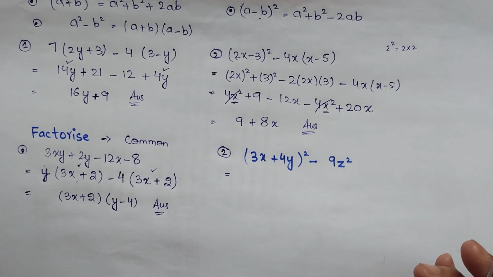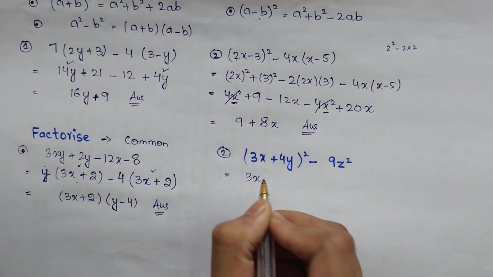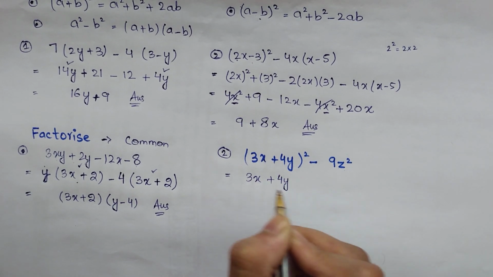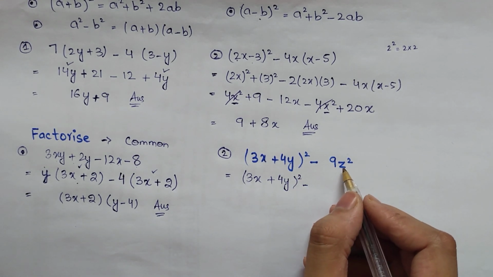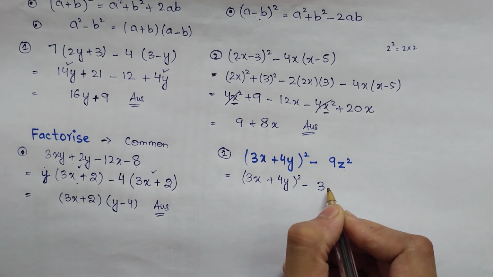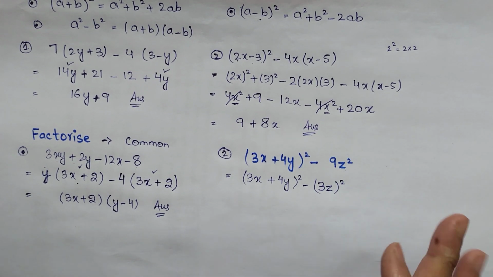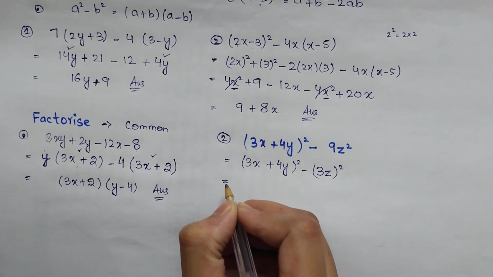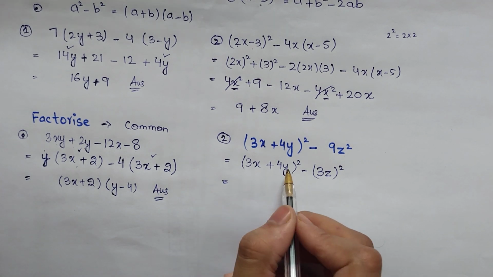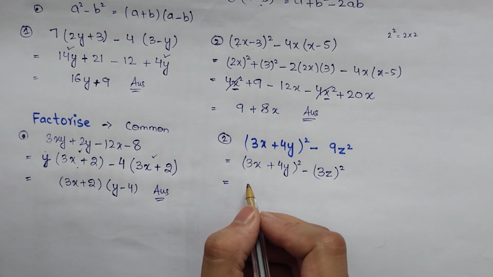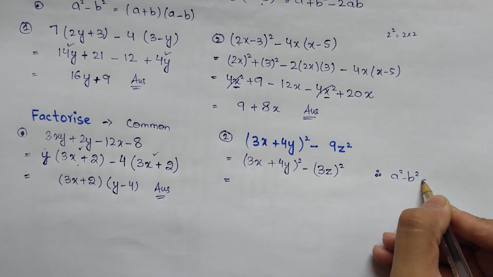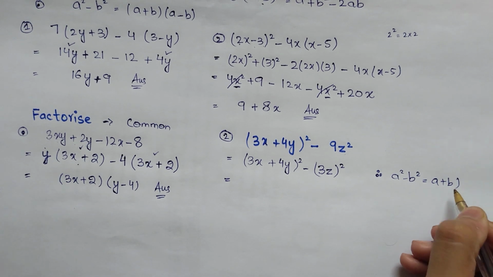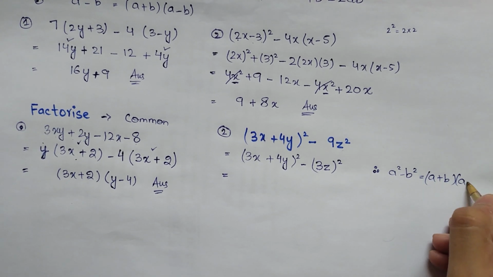So why should we not do this? We should do this: (3x + 4y) whole square minus, we can make this term as another whole square, which is (3z) whole square. Okay, so what we will get, it becomes a² - b². So you write it, the formula is, I'm writing again here, a² - b² equals (a + b)(a - b).